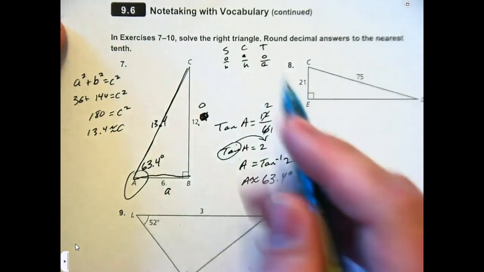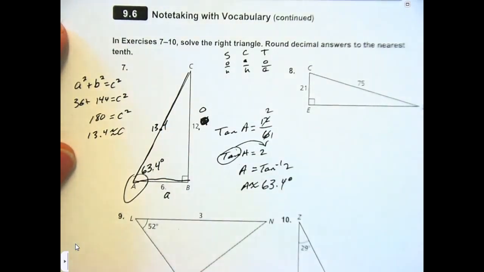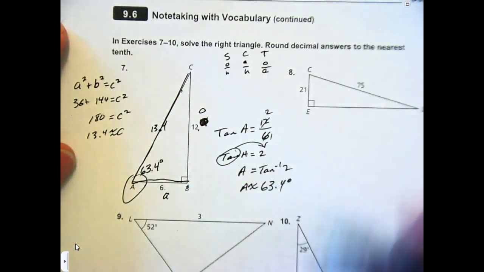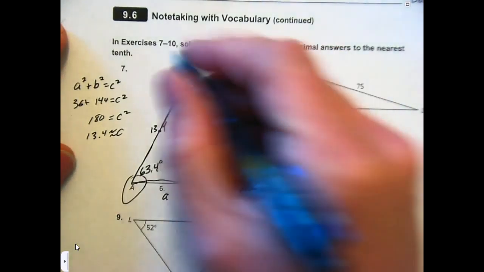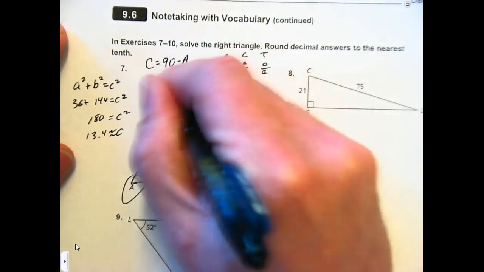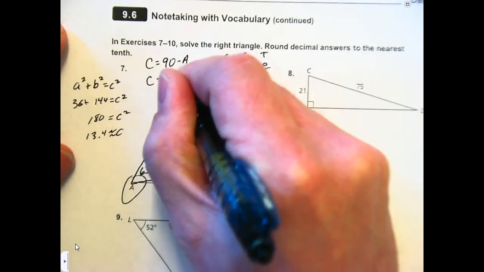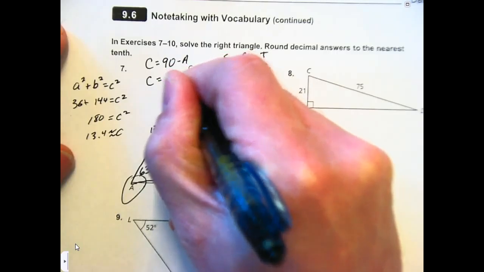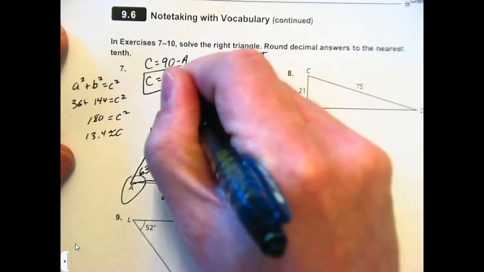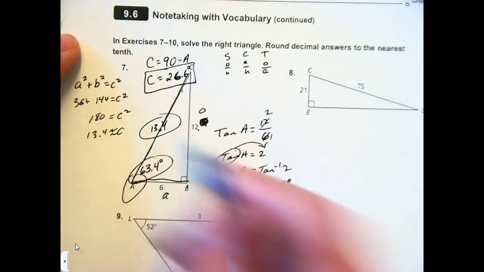Now you can find C by just subtracting 63.4 from 90. Right? Because these two have to add up to 90, because the third is 90. So 26.6 degrees. Very good. All right, so we've now completed our triangle.